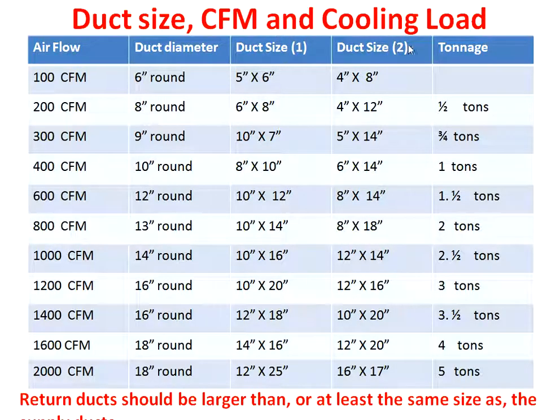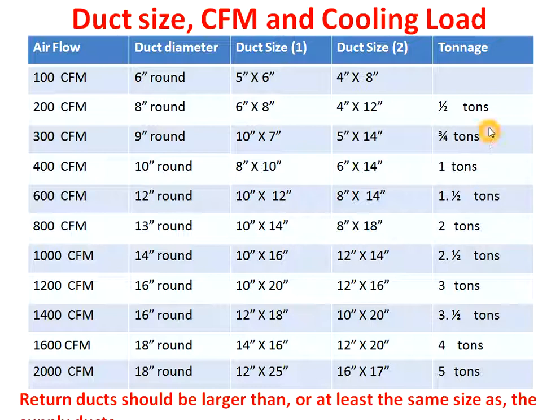This is the table which represents a relationship between cooling load, that is tonnage, and duct size and airflow, that is CFM. First of all, I will explain the table. This column represents airflow, that is CFM of the room. This column represents the duct diameter if you are using round duct for the HVAC system. And if you are using rectangular duct, then these two sizes can be used, either this or this, for the supply of air. And this is the cooling load. So first of all, we will calculate the cooling load of the area.